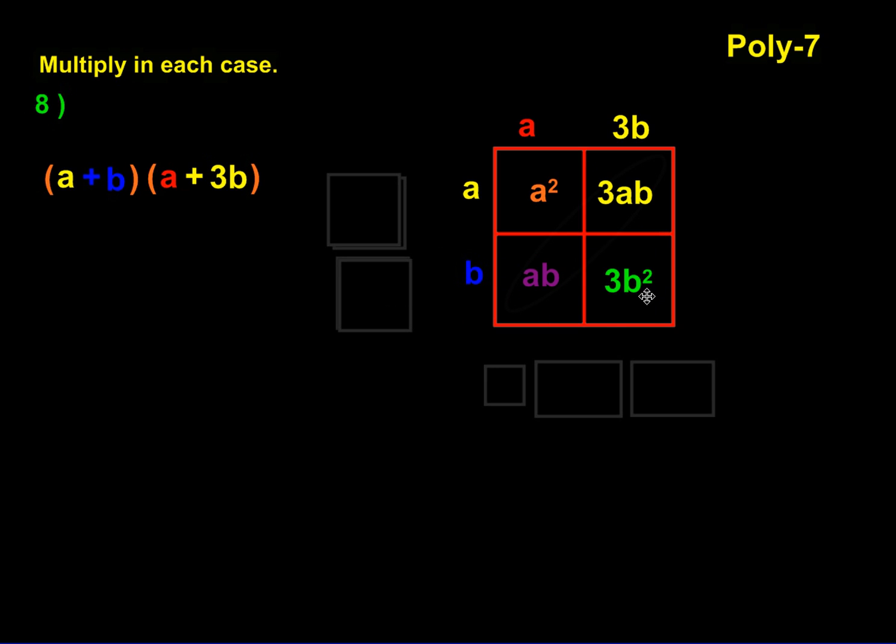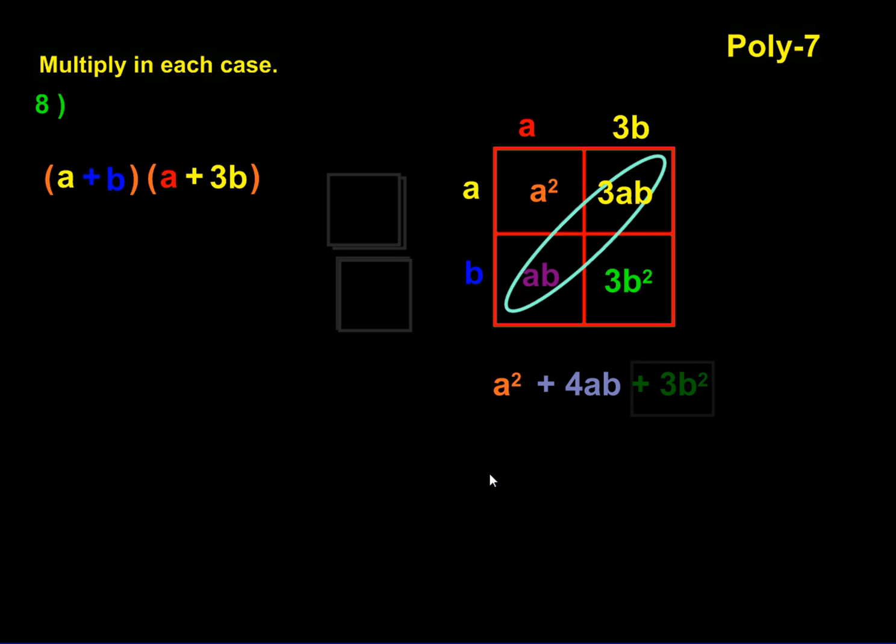So, looking for like terms, I can see diagonally I have like terms this way, 3ab and ab. I'm going to combine them when I'm ready, but first I'm looking at the different terms that I have, and a squared is going to come down first. Then I'm going to combine my ab and my 3ab to get positive 4ab, and my 3b squared is not like any other term, so that's going to come down at the end.